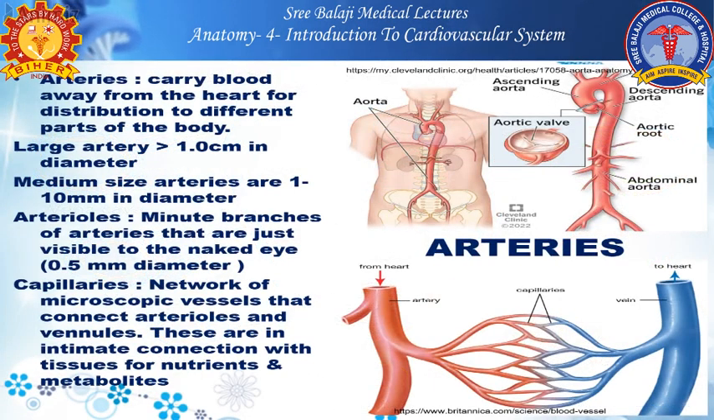Coming to the arteries, arteries carry blood away from the heart for distribution to different parts of the body. A large artery is greater than 1 centimeter in diameter. Medium-sized arteries are 1 to 10 millimeter in diameter. The arterioles are minute branches of the arteries that are just visible to the naked eye, about 0.5 millimeter in diameter. And capillaries are microscopic vessels that connect the arterioles and the venules. These are in intimate contact with connective tissue for nutrients and metabolites.